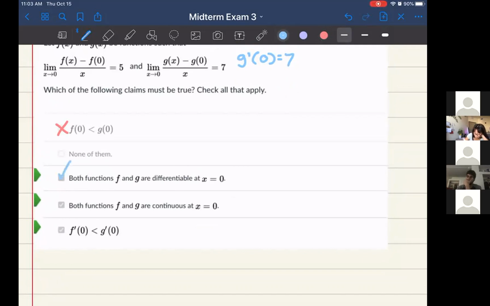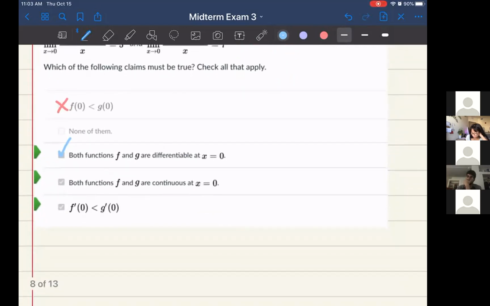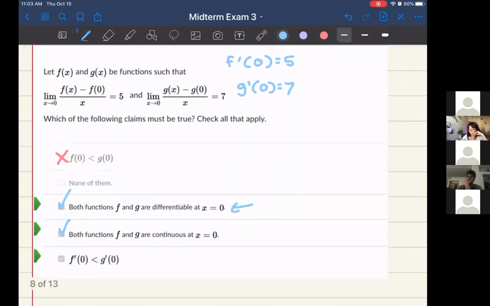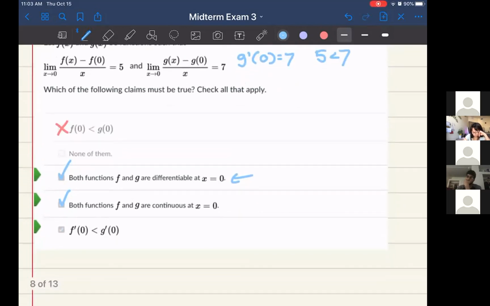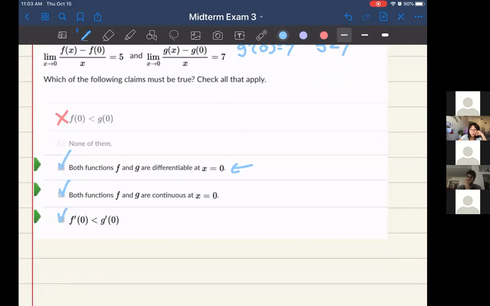So that's true. Both functions f and g are continuous at x equals 0. We know that to be differentiable, the function has to be continuous, so we know that's correct because this one's correct. And then f prime of 0 is less than g prime of 0. We go back and look: f prime of 0, 5, is less than 7. So that one's also correct. Is everyone good on that one?